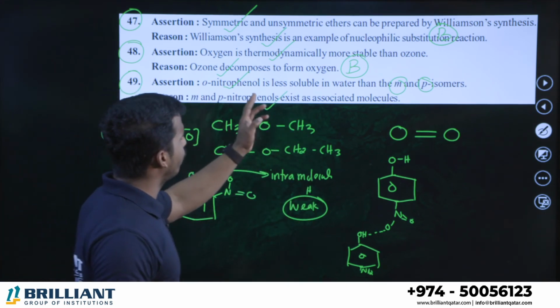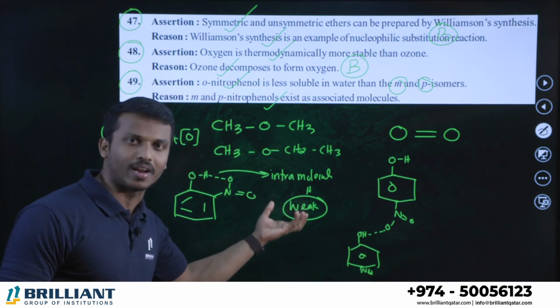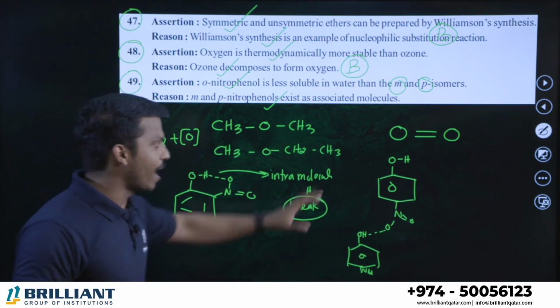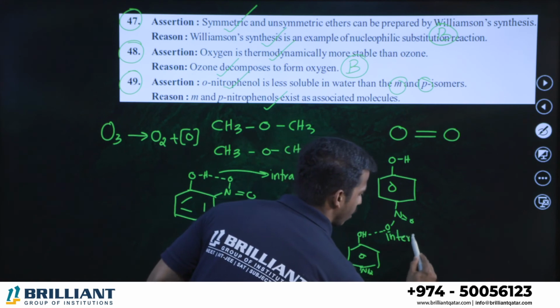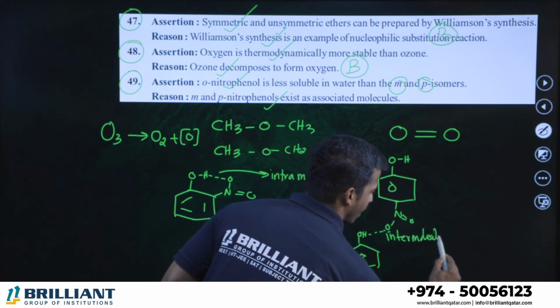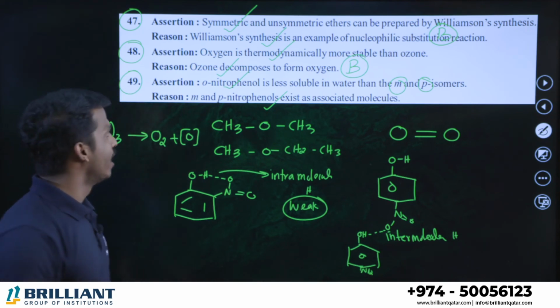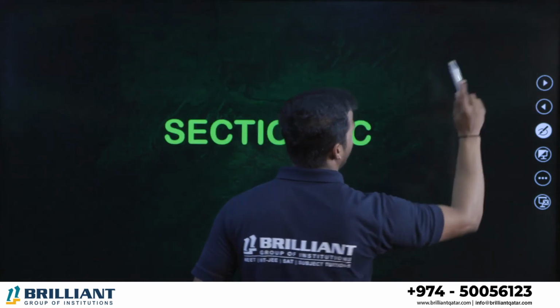Why is orthonitrophenol less soluble in water? Because it has very weak intramolecular hydrogen bonding. It cannot make a strong hydrogen bond with the water. But para-nitrophenol can have which bonding? Intermolecular hydrogen bonding. That is a very strong hydrogen bonding. Alright. So this is not the exact reason, but both statements are correct. Let's go with option B.